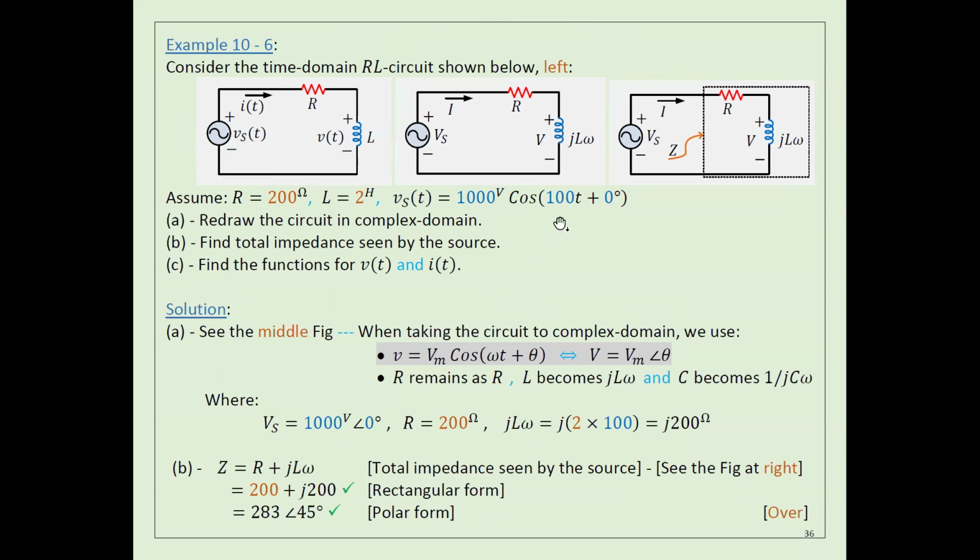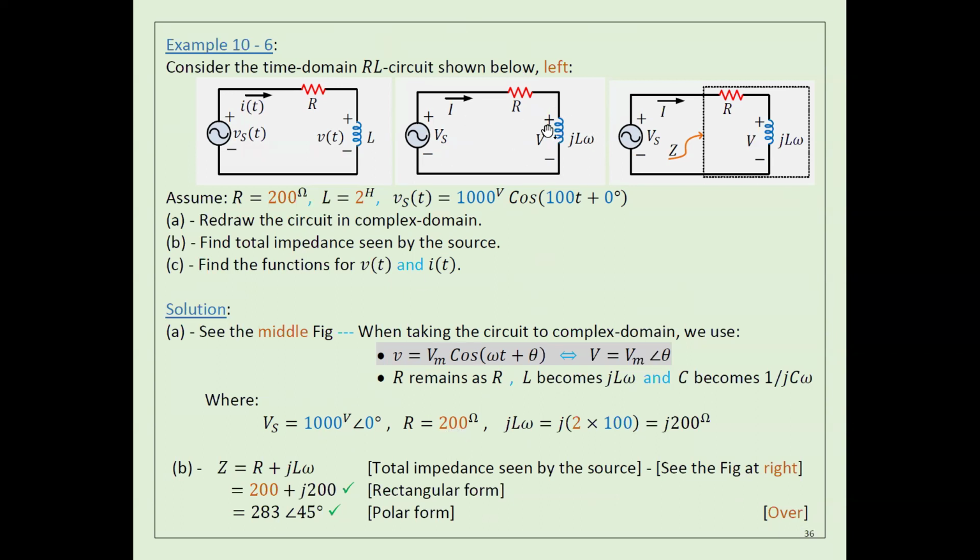When I redraw the circuit in the complex domain, this voltage source, which is here in the time domain, how do I have to calculate it in the complex domain? It should be 1000 and angle 0. Remove omega t. Angle 0. So that's it. This is Vs. For R, it will be the same R, no difference.